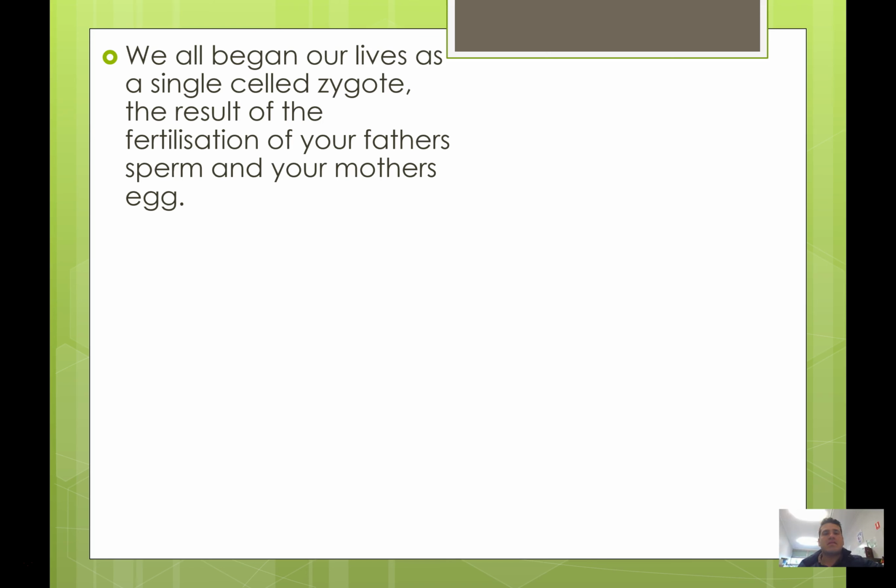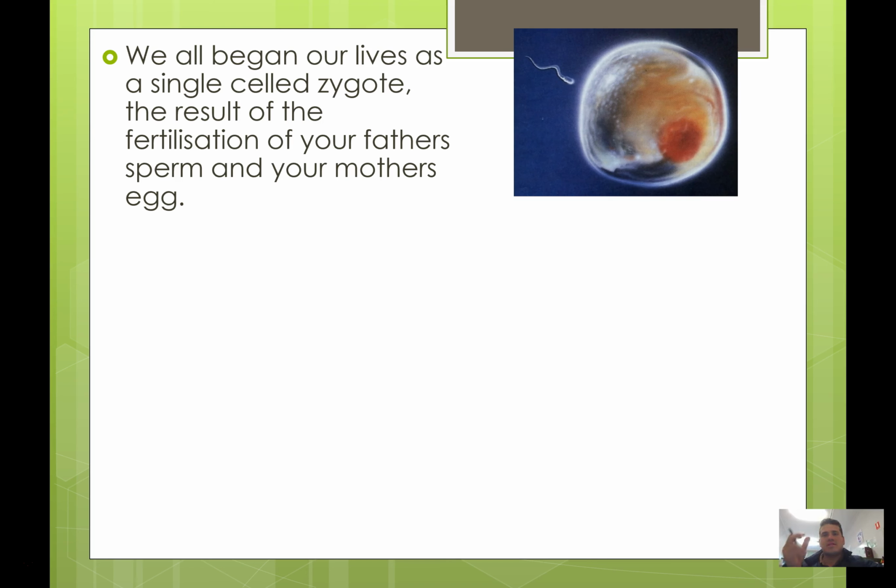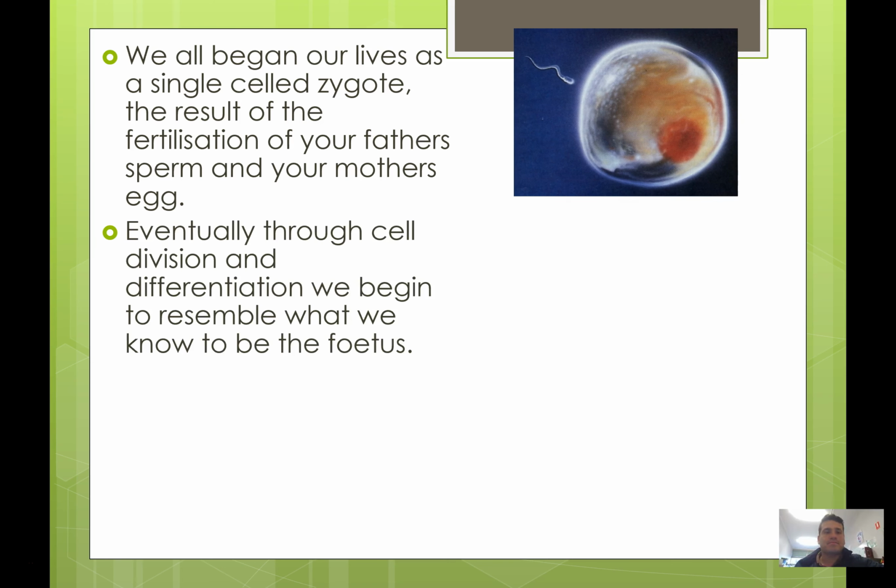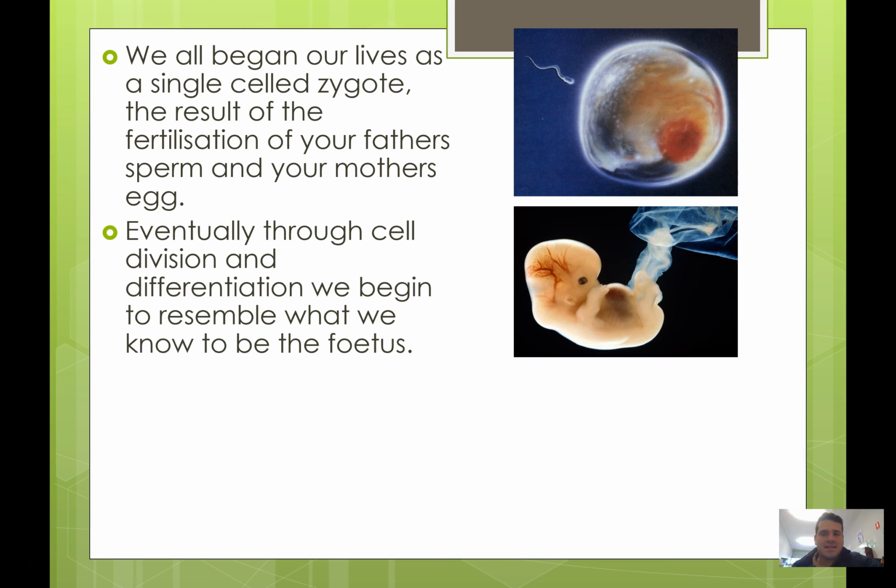All right, so we all start our lives really as a single-celled zygote, okay? And this is the result of the fertilization of your father's sperm and your mother's egg together. We know that from last year. Eventually, through cell division and differentiation, we begin to resemble what we know to be called a fetus, which looks like a bit of a blob of human.